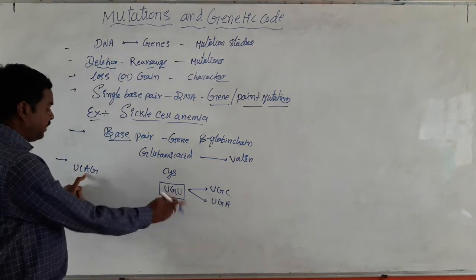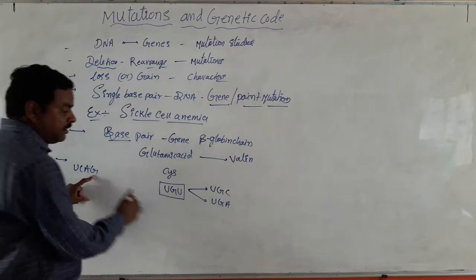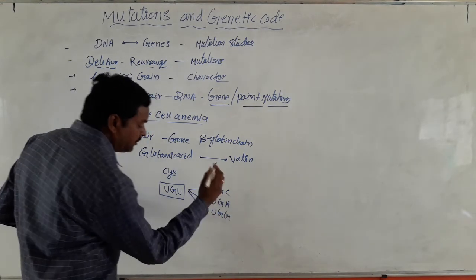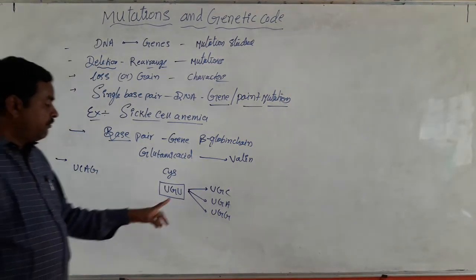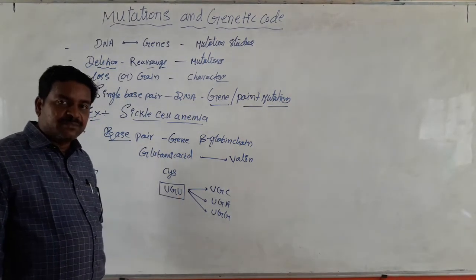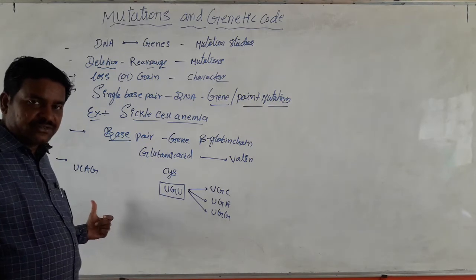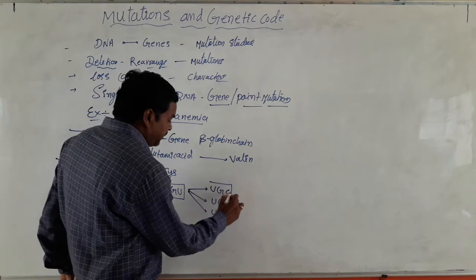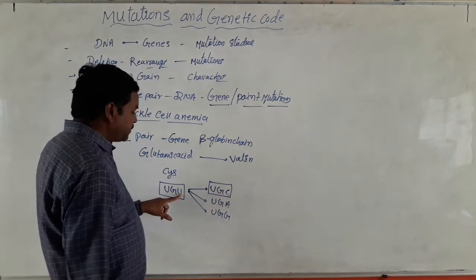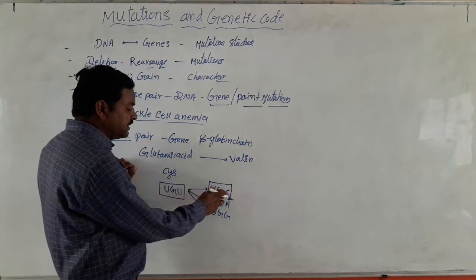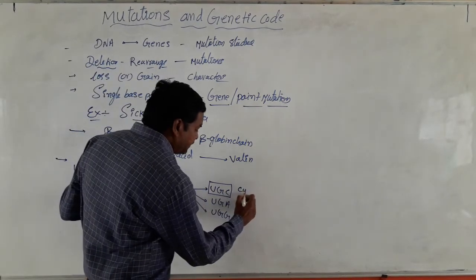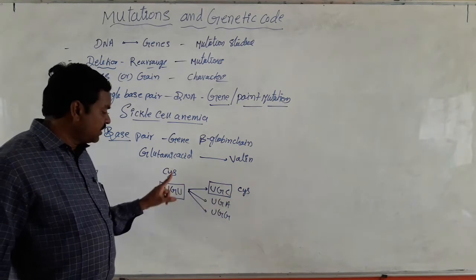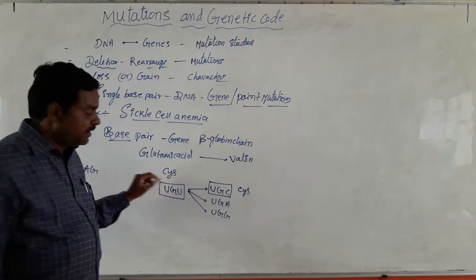Similarly, this U may be replaced by G, which leads to the formation of UGG. So, when the third letter is replaced by any one of these nitrogen bases, it leads to the formation of a total of 3 codons. For example, when it is replaced by C, UGC recognizes cysteine, the same amino acid. This codon also recognizes the same amino acid.